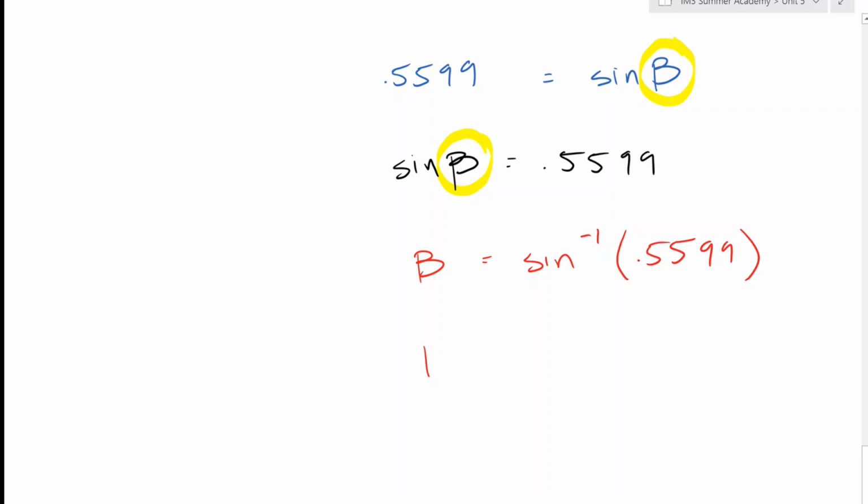And this comes out to big B equaling 34.0489. Okay, I'll go ahead and circle that answer.